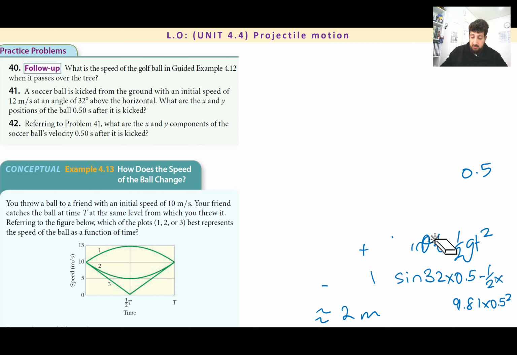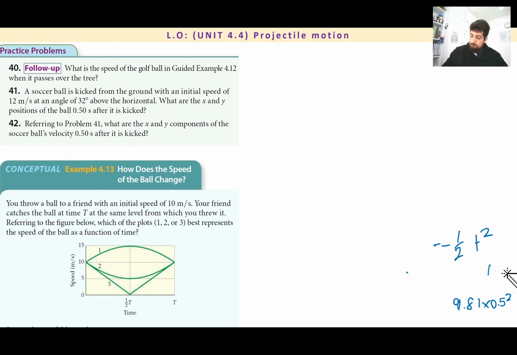You throw a ball to a friend with an initial velocity of 10 meters per second. The first thing we notice is the initial speed of 10 meters per second. That is not the horizontal speed, not the vertical speed, that's just the initial speed, which is a component of both. Your friend catches the ball at speed t at the same level from which you threw it.